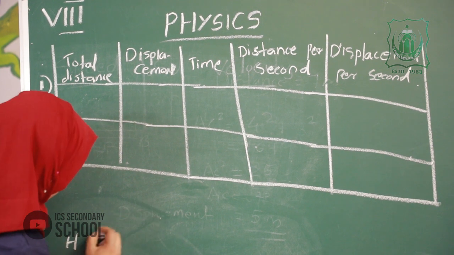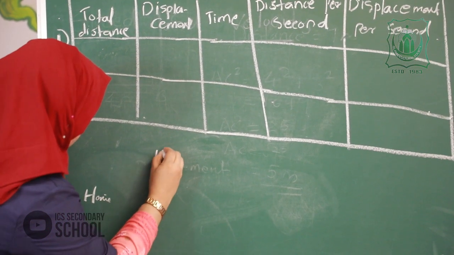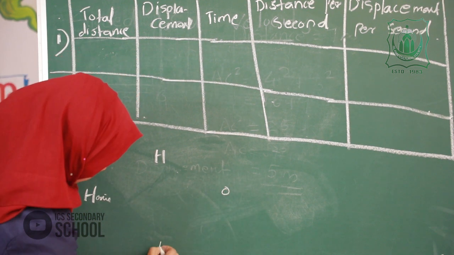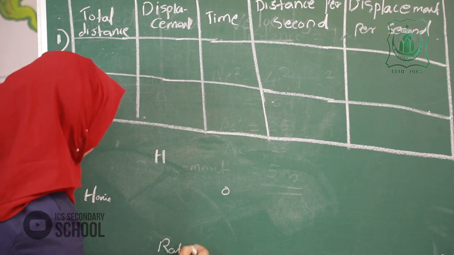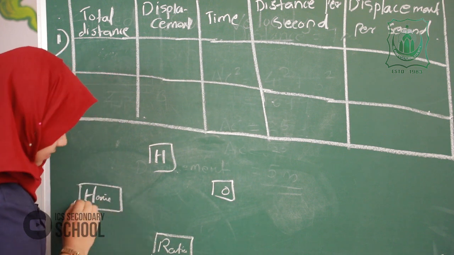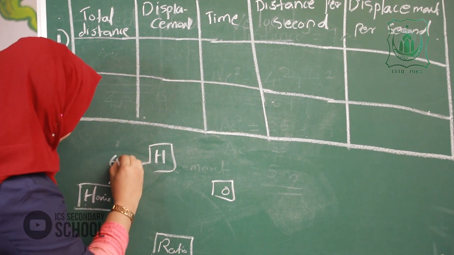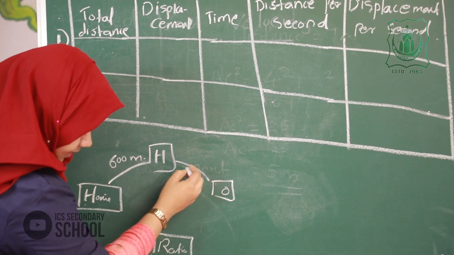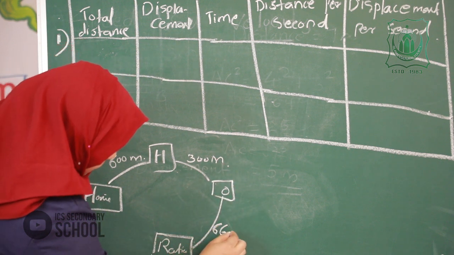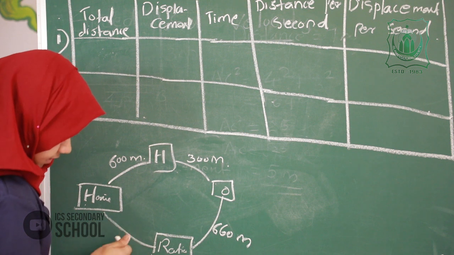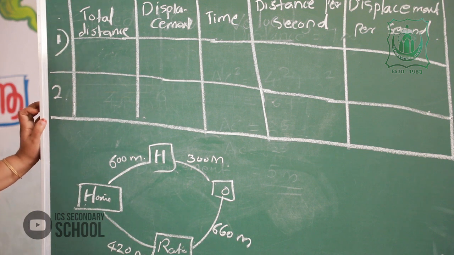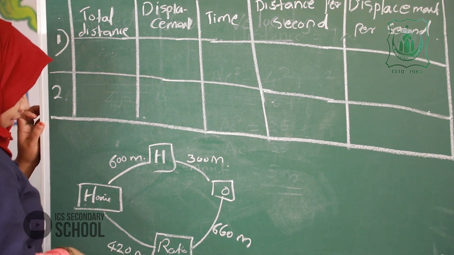Home, hospital, then office, then here ration depot. These are the ways: 600 meter, 300 meter, 660 meter, and from this 420 meter. Here the time is given also, 600 second.